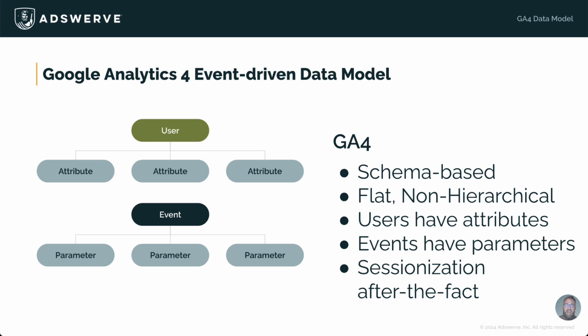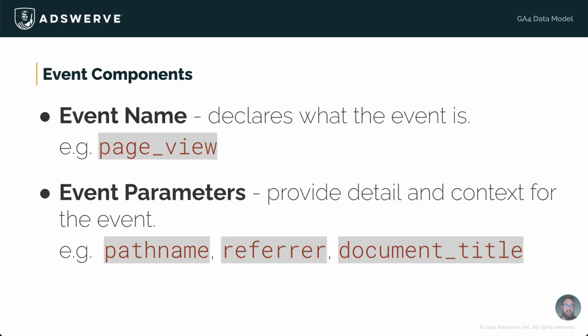Sessionization happens after the fact. So we collect all of those events in Google Analytics, and then we process those events into the sessions that they belong to. An event has two components.